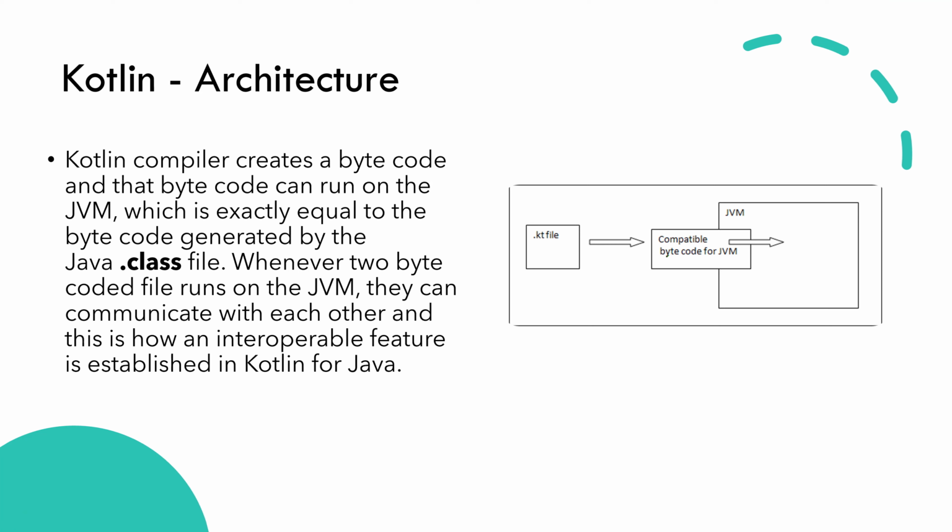The Kotlin compiler creates bytecode, and that bytecode can run on the JVM, which is exactly equal to the bytecode generated by the java.class file. Whenever two bytecode files run on the JVM, they can communicate with each other, and this is how the interoperable feature is established in Kotlin for Java.